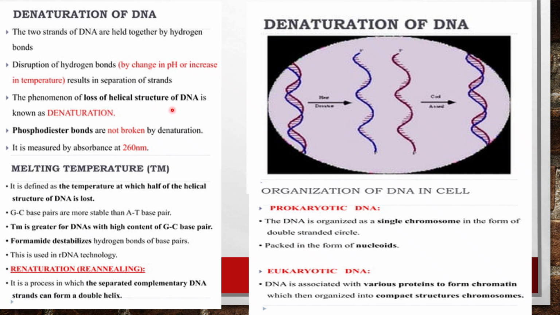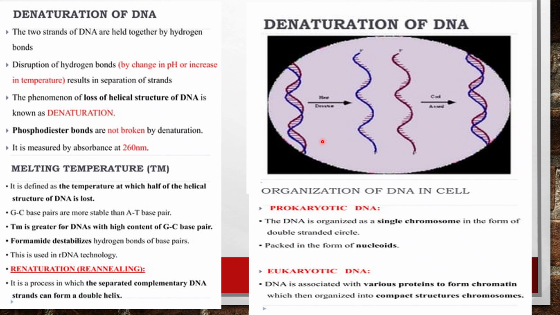So the phenomenon of loss of helical structure of DNA is known as denaturation. But the phosphodiester bonds are not broken by the denaturation process, and it is measured by absorbance at 260 nanometer. So this is how we study the phenomenon of denaturation.